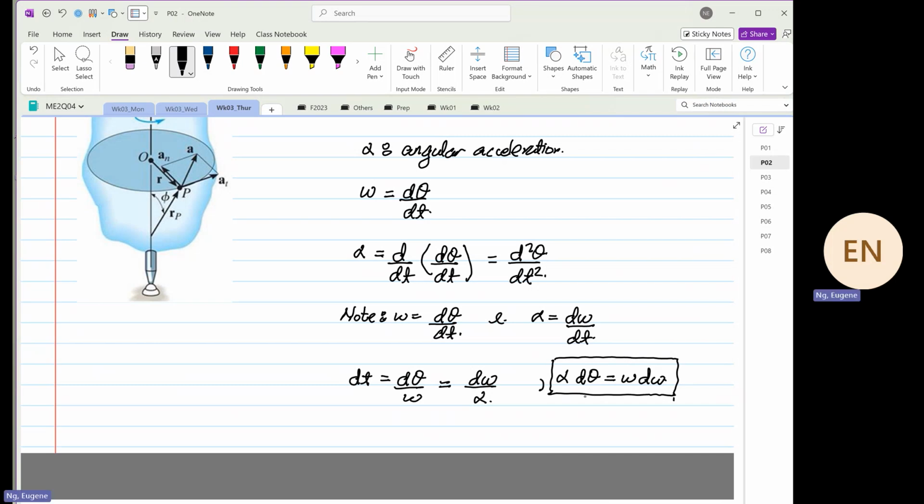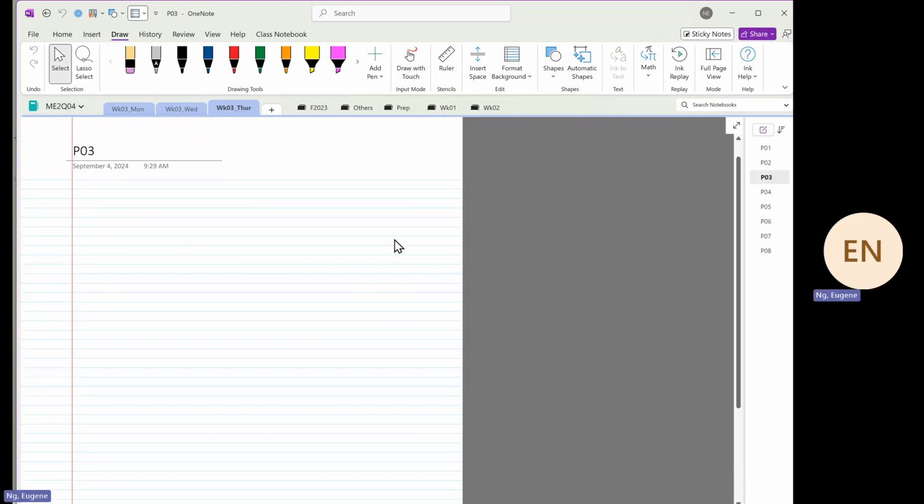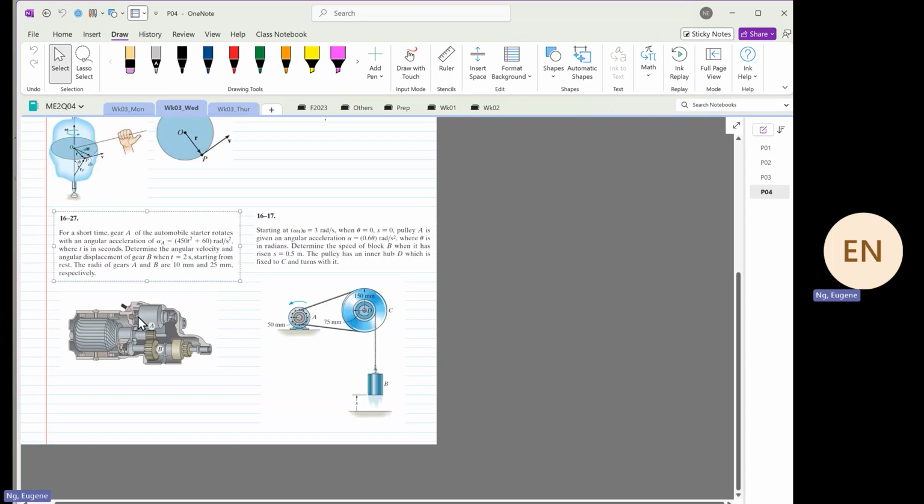Angular displacement with what? Angular velocity. Okay, so this is a very important equation over here. Very versatile. Right, so we are going to look into this first problem. And the first problem is on yesterday's notes. I've attached the problem. If you can go to yesterday's notes, you will see this example over here.